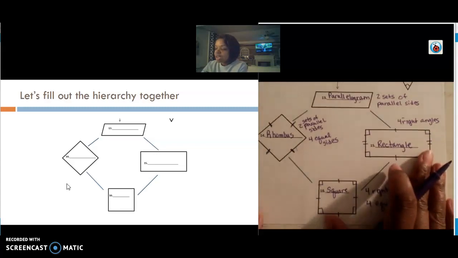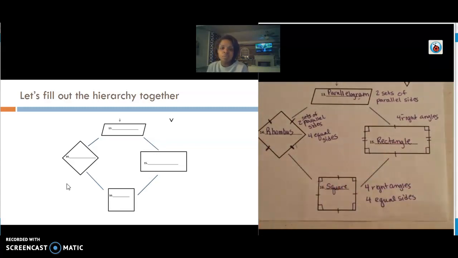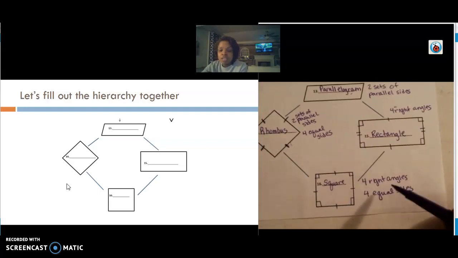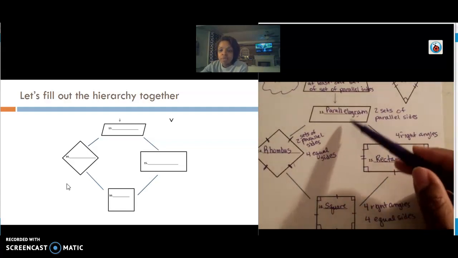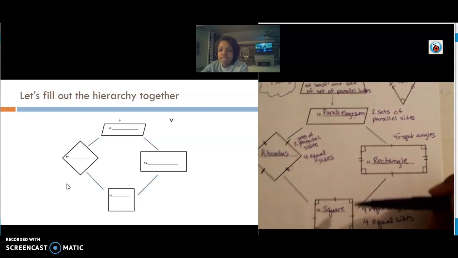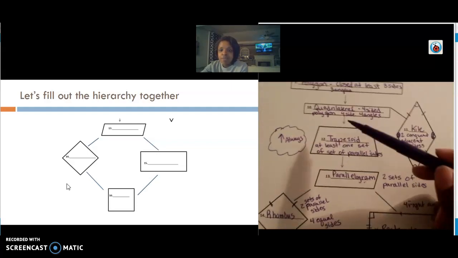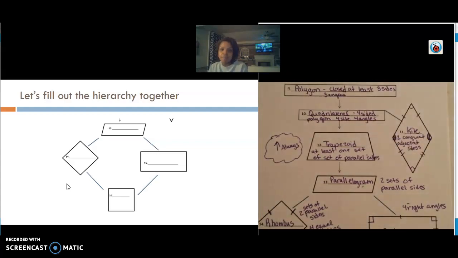Okay? All right, and so last, the hardest one to be is a square, because a square has the most things that you'd have to be. So to be a square, you have to have four right angles, you have to have four equal sides, you have to be a parallelogram, which means two sets of parallel sides, you have to have at least one set of parallel sides like a trapezoid, you have to be a quadrilateral, and you definitely have to be a polygon.